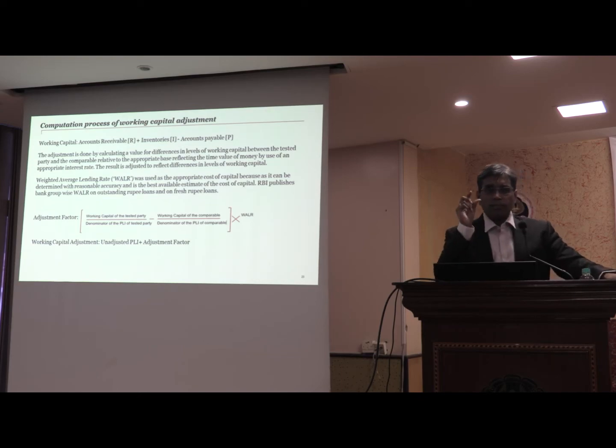What are we adjusting? The return which is blocked in the working capital. The interest rate. So if the money was not stuck in the working capital, it's essentially like interest rate on loans or interest rate on borrowing. So therefore, working capital adjustment is the unadjusted profit level indicator, so the operating profit over total cost, the percentage, plus the adjustment factor that is added. And then therefore the adjustment is written.